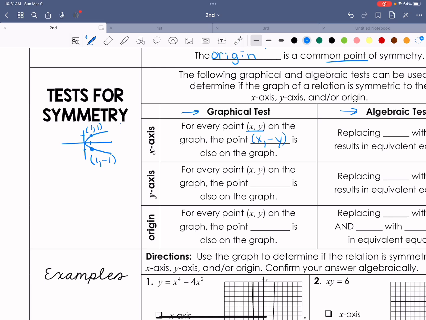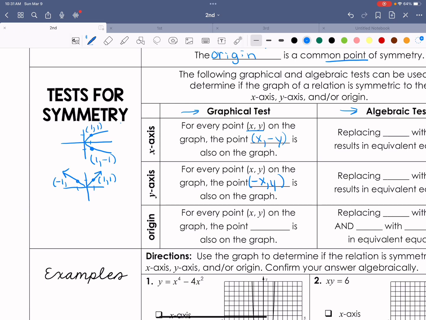For every point (x, y) on the graph, then there's a point (-x, y). So let's just look at that absolute value graph that we had up there. If I could pick 2 points on it, and let's also use the 1 and 1. Now this point would be positive 1, positive 1. What would this point be? It would be negative 1, positive 1. So that's what it means by (x, y) and (-x, y).